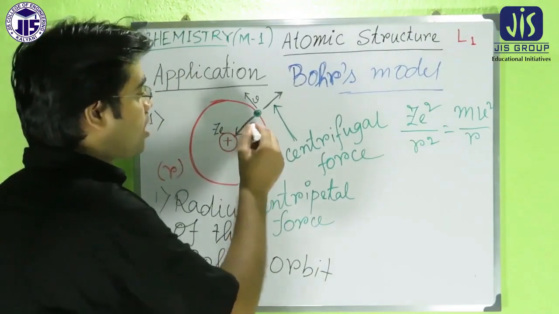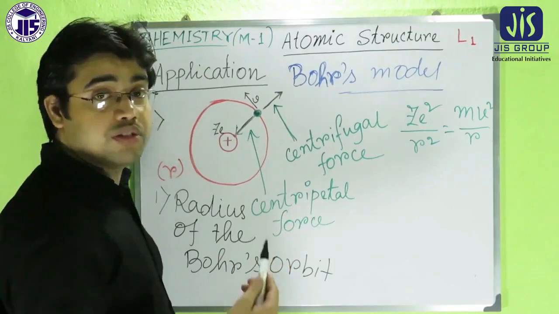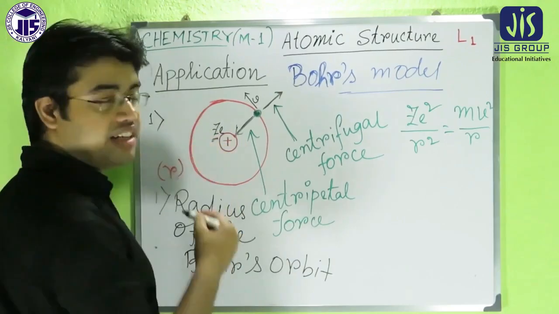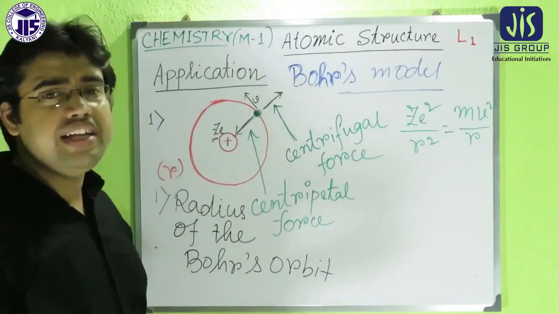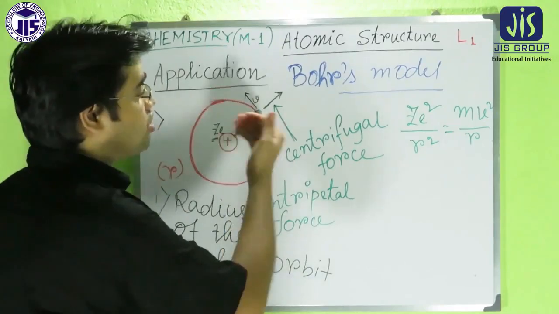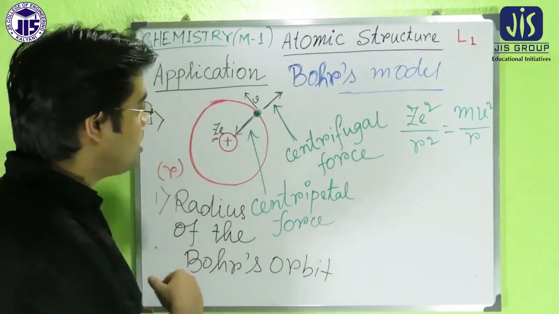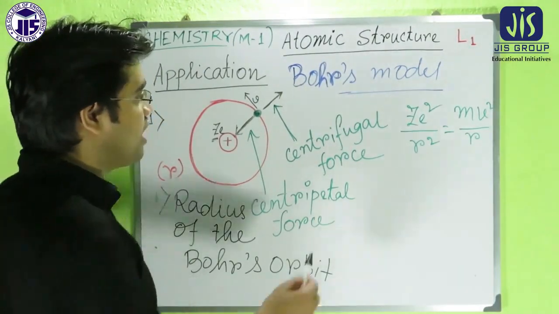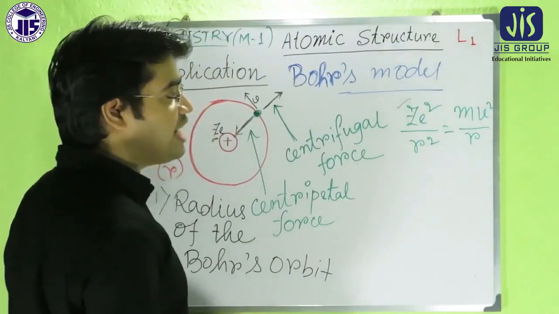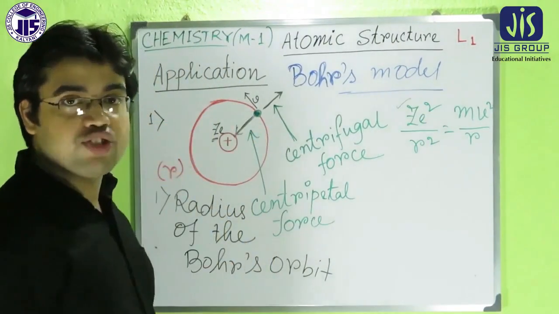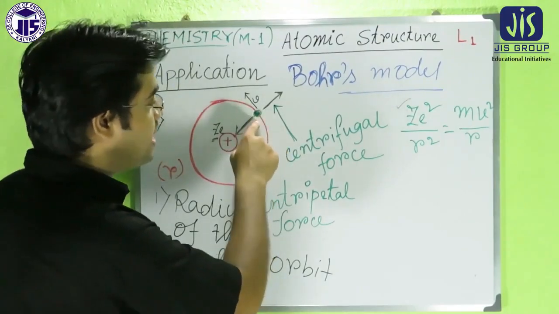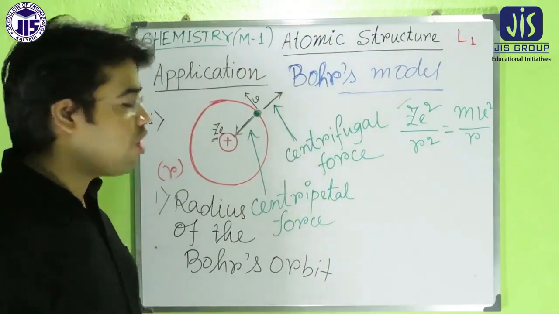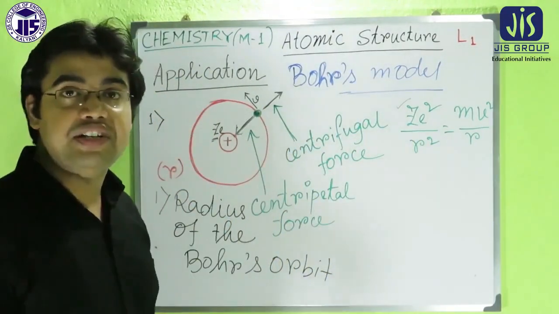Now what is the value of the force in the inward direction, or how can we express it? For example, we take Z as the atomic number, and e as the charge of either the proton or the electron. According to Coulomb's law, we can write Ze², that means Ze into e, for the nucleus and the electron. So Ze² by r² is Coulomb's law, and this is the centripetal force.